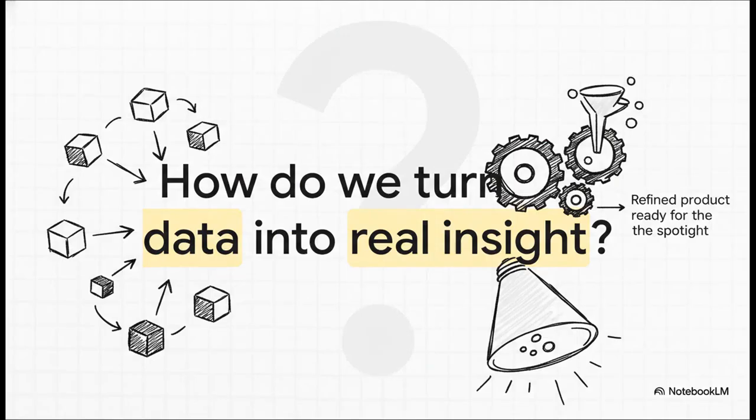All right, so how do we actually pull this off? How do we make that transformation happen? Well, it all comes down to a foundational three-step process called data compilation. You can think of it as the secret engine room of data science. It's what turns all that raw junk into a refined product that's ready for the spotlight.